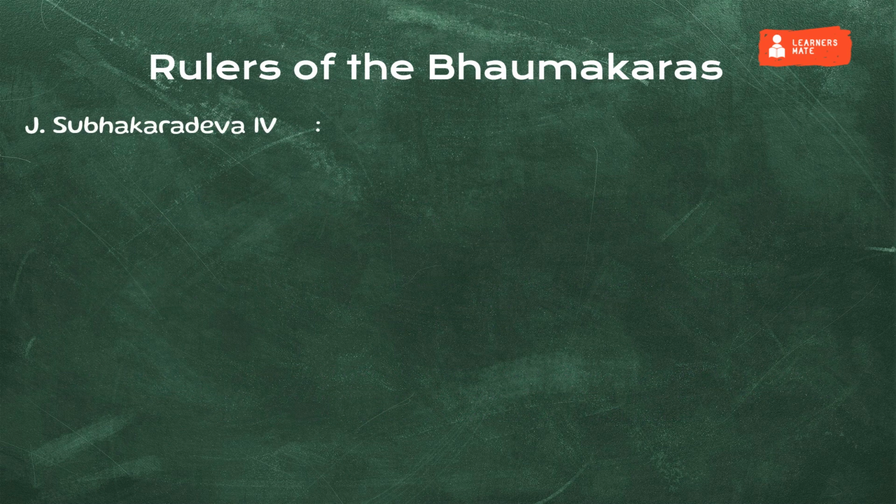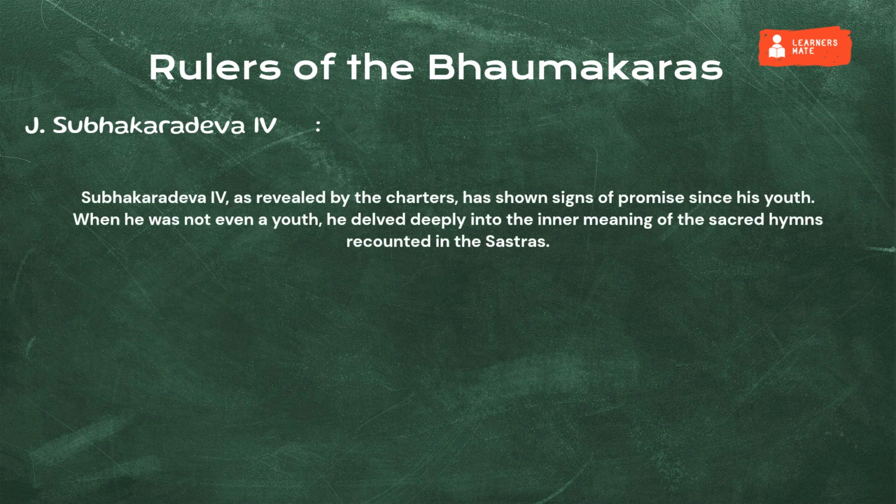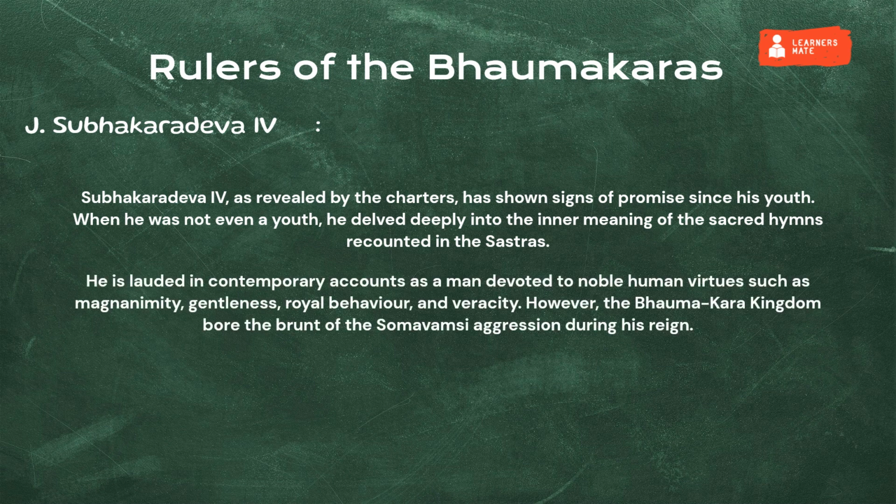Subkardeva IV, alias Kusumhara II, succeeded Shantikaradeva II as his eldest son. Subkardeva IV, as revealed by the charters, has shown signs of promise since his youth. When he was not even a youth, he delved deeply into the inner meaning of the sacred hymns recounted in the Sastras. He is lauded in contemporary accounts as a man devoted to noble human virtues such as magnanimity, gentleness, royal behavior, and veracity.